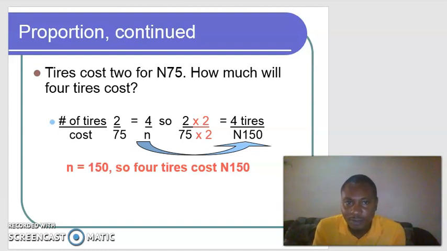Another example. Tires cost 2 for 75 naira. How much will 4 tires cost? Now, we will discover in proportion, we usually have what we call word fractions. Now, the word fraction here is tire over cost. So we're going to have 2 over 75 equals 4 over n. Using our cross product, we're going to get n equals 150. So 4 tires cost 150.